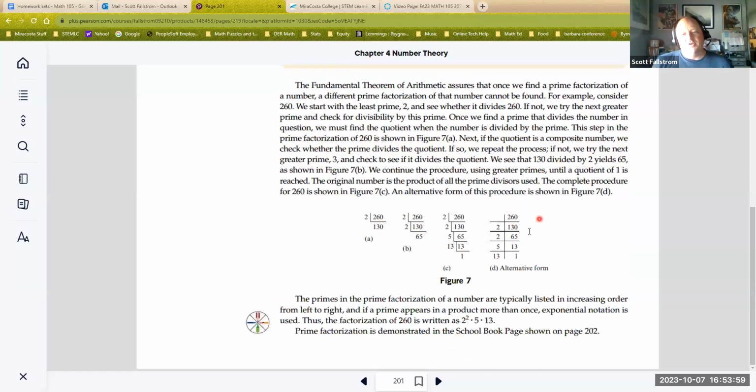Okay. So a couple other ways that you can go through and do it. One is the alternative form. This is not a factor tree. Some people find this to be a little bit quicker. Simply divide by a number that works and go from there.